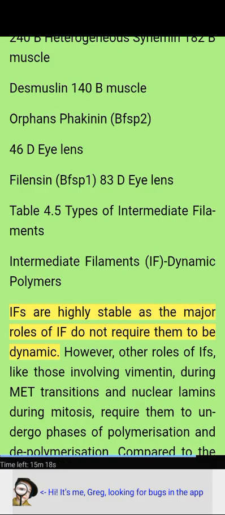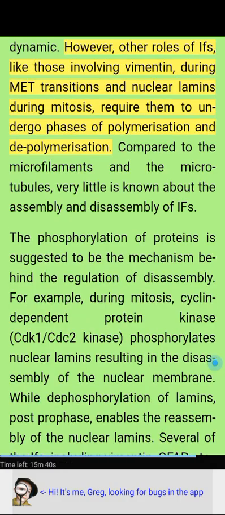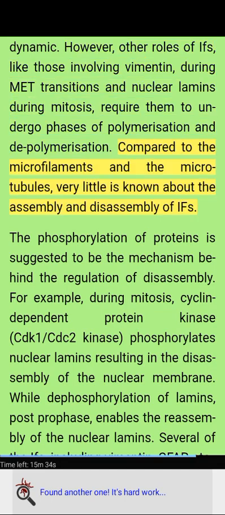IFs are highly stable as the major roles of IFs do not require them to be dynamic. However, other roles of IFs, like those involving motility during EMT transitions and nuclear lamins during mitosis, require them to undergo phases of polymerization and depolymerization. Compared to the microfilaments and the microtubules, very little is known about the assembly and disassembly of IFs.